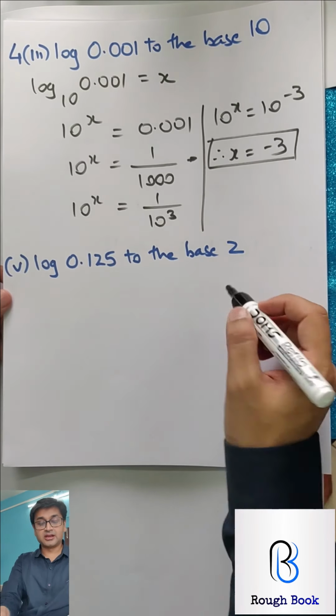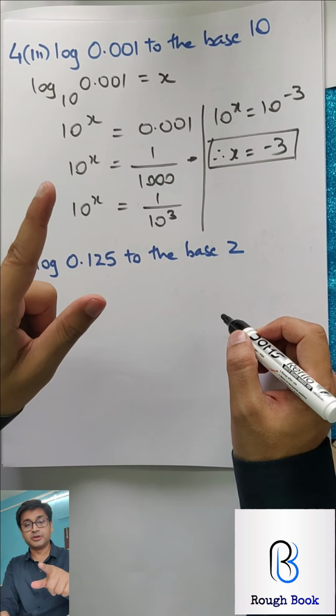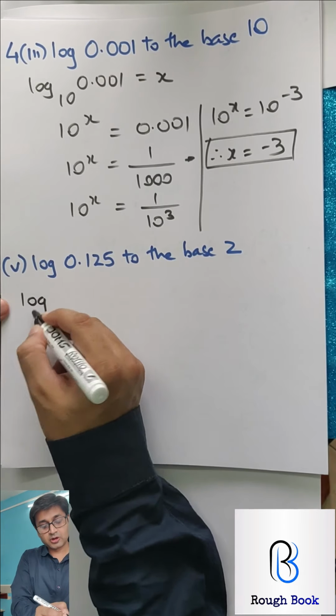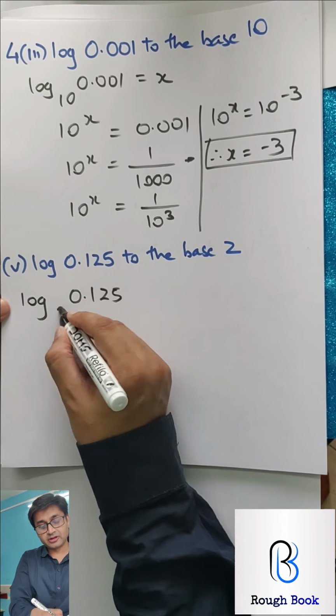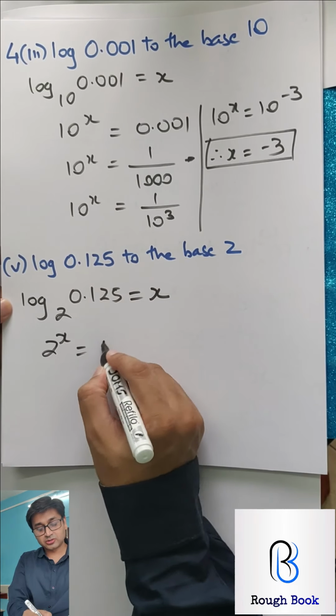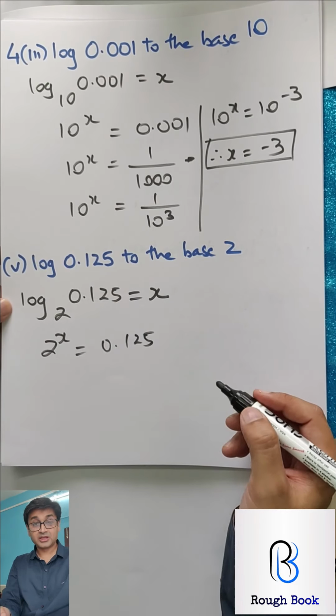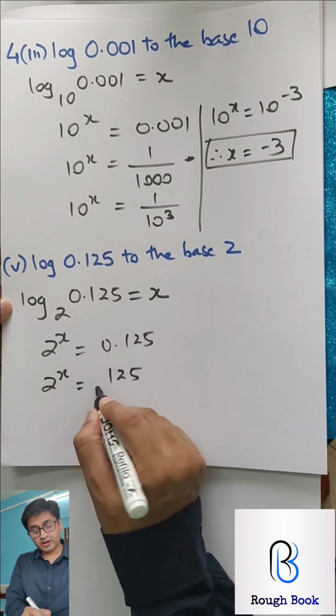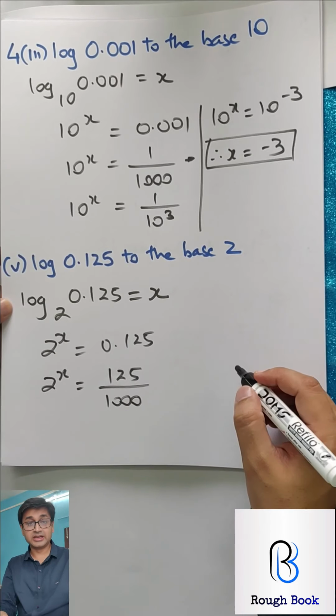Yeah? Let's take the next one. Come on, everyone racing with me. How many of you are racing with me? Pause the video. Let's try it. So log 0.125 to the base 2, calling it as equal to x. So 2 raised to x, 0.125. Stuck? Remove the decimals. So 2 raised to x, 125 by 1000. Again stuck?